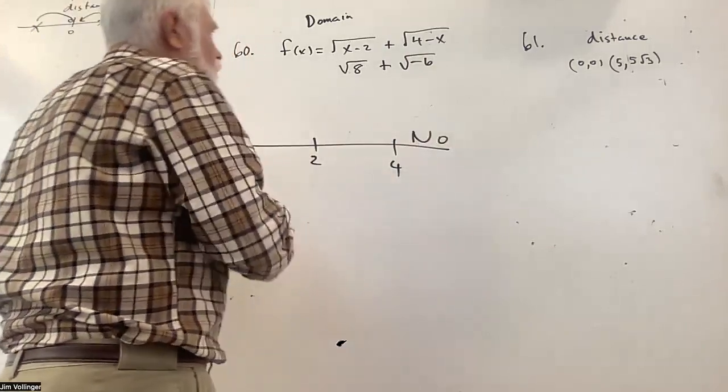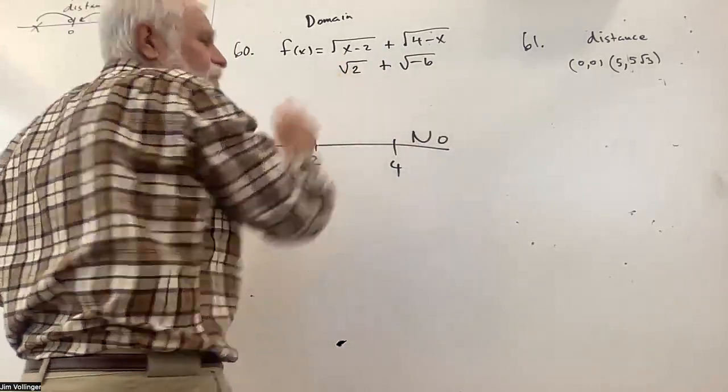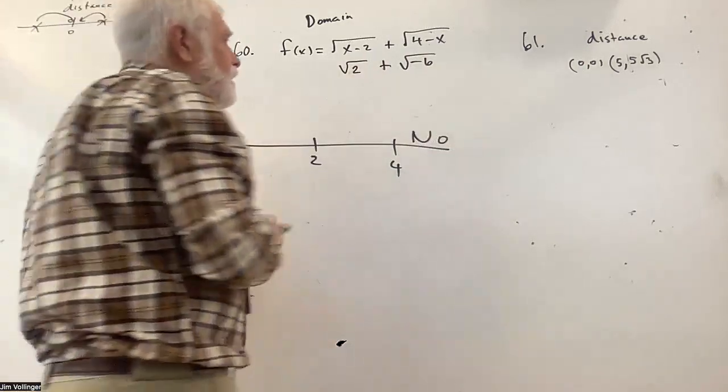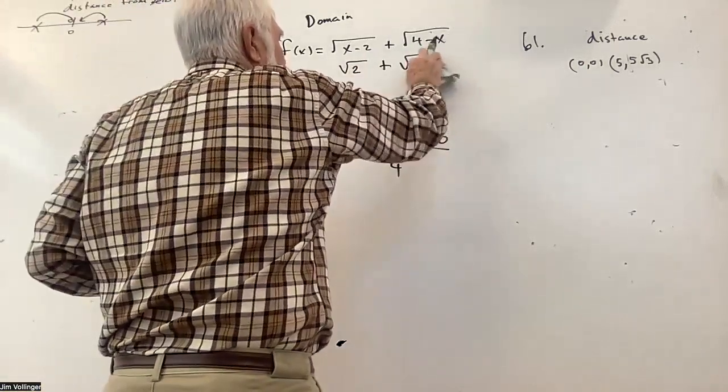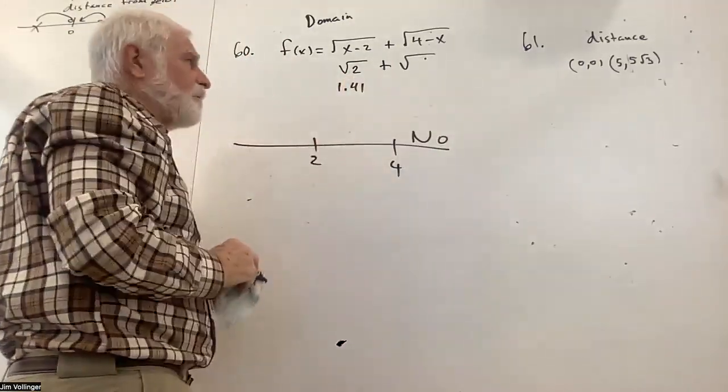Can I use the number 4? 4 minus 2 is 2. I don't have a problem with square root of 2. I actually memorized it. I know that most folks still don't know what the square root of 2 is, but I'll say it one more time. It's roughly 1.41.